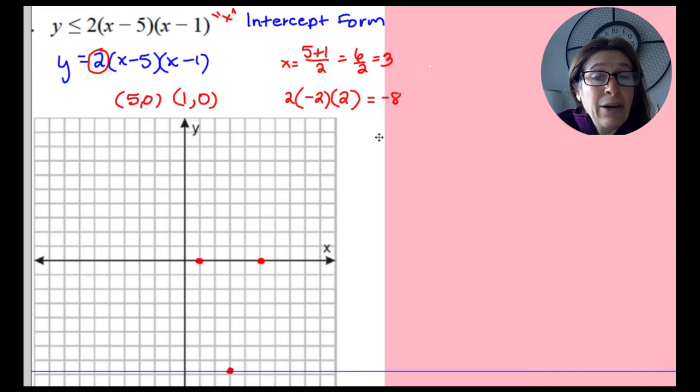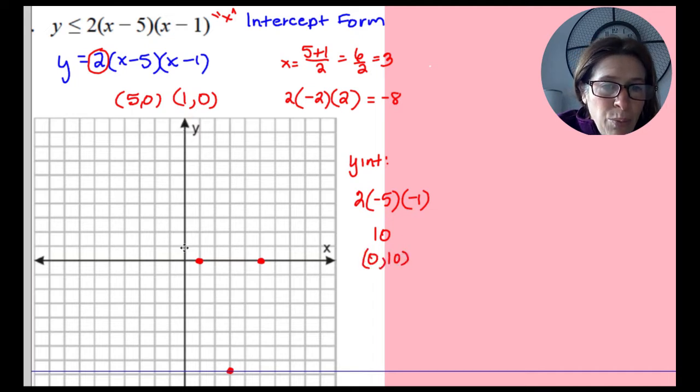Now you could find your y-intercept as well by setting x equal to 0 and solving for y. So let's do that. The y-intercept is 2 times negative 5 times negative 1, which gives me 10. So (0, 10) is my y-intercept, and that's way up, at the top of my graph.